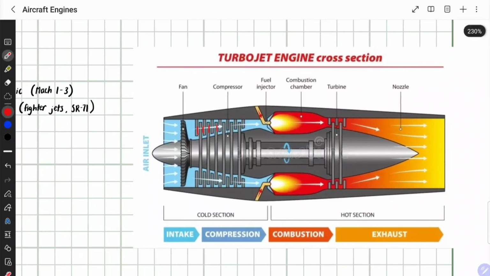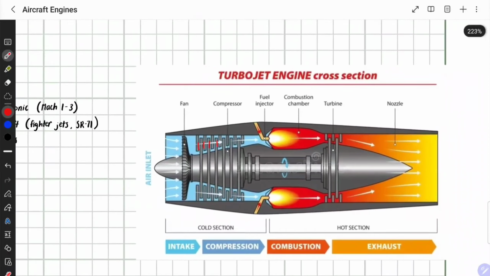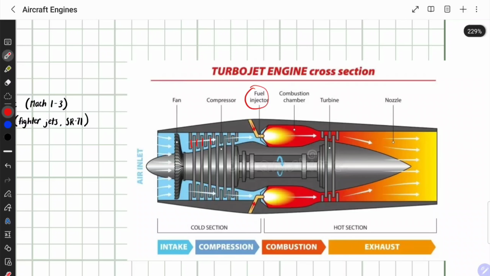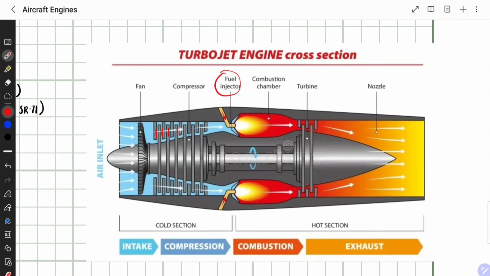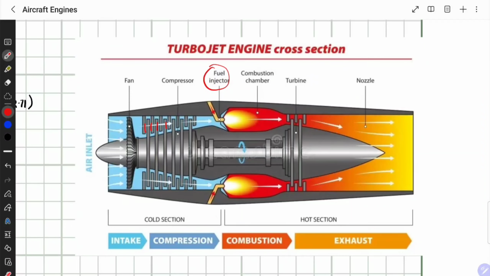Next is combustion, where the high pressure air is mixed with fuel by fuel injectors and ignited, similar to a spark plug in the piston engines in a gas car. So the fuel air mixture then expands really quickly, which forces the high pressure gases to drive the turbine, which is actually linked to the rotating blades in the compressor through the shaft.